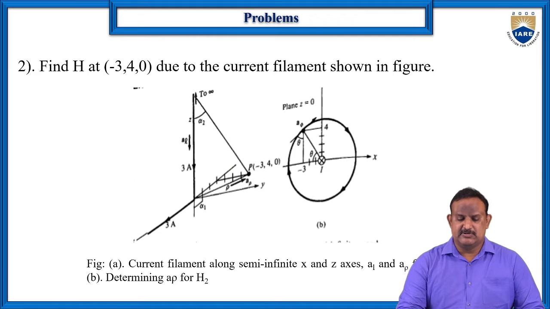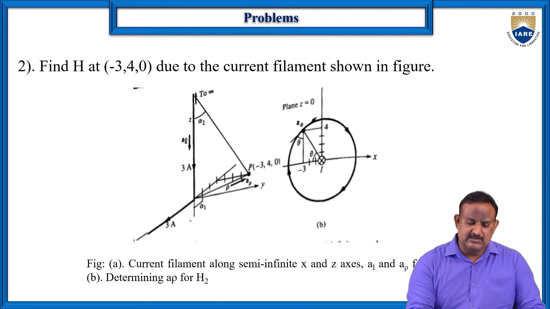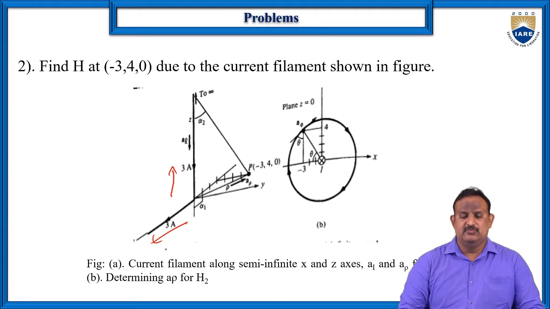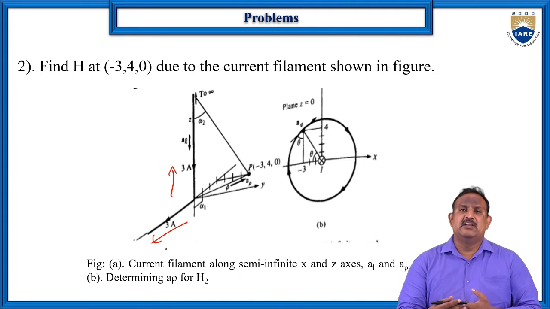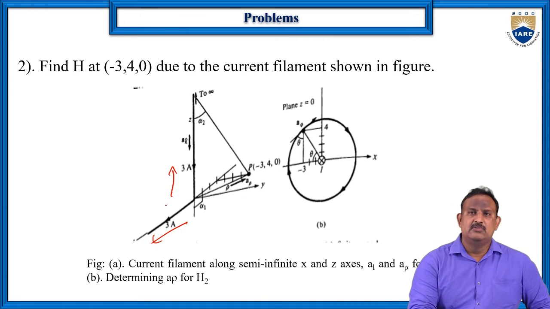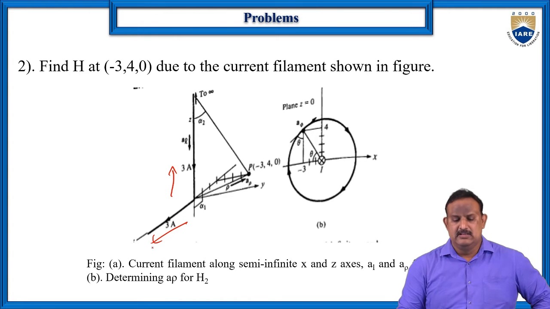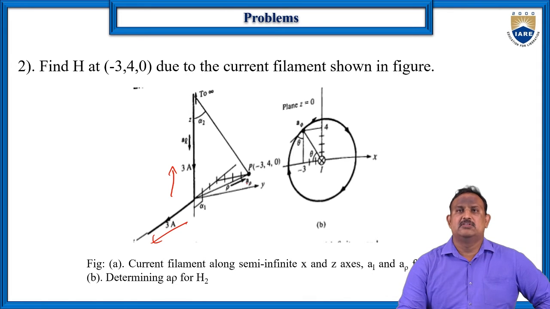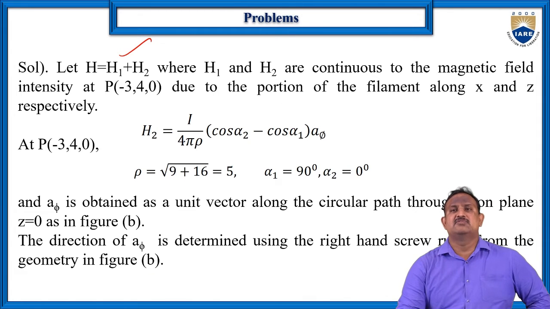Because the total filament is placed along the x-axis and the z-axis, we need to find the magnetic field intensity along the z direction and along the x direction. The total magnetic field intensity equals the field intensity along the z direction plus the field intensity along the x direction. Along the y direction, the field intensity is 0. Therefore, the total magnetic field intensity H equals H1 plus H2.